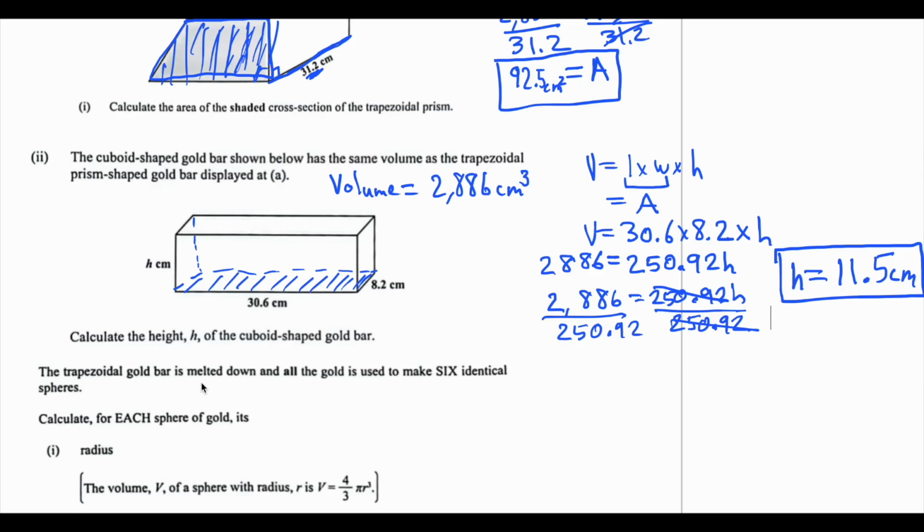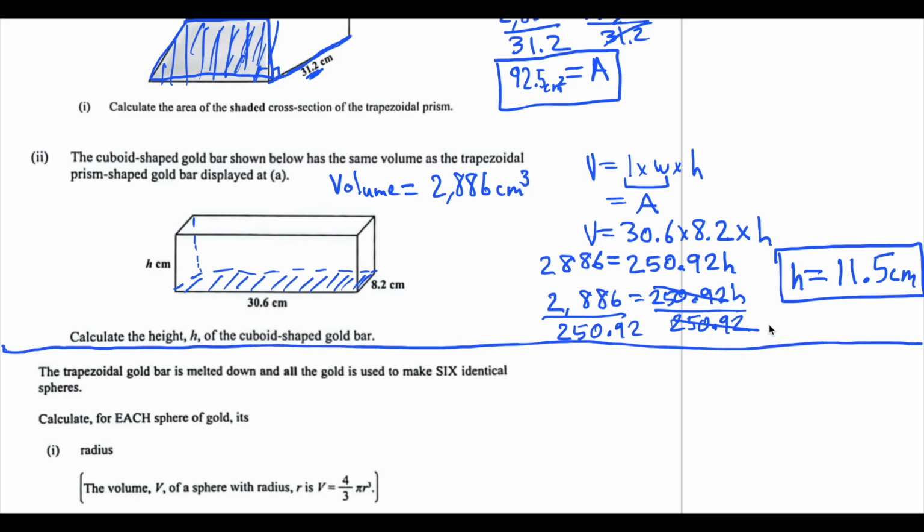So spheres is like a ball, okay? Calculate for each sphere of gold its radius. So before we get into calculating the radius, the first thing I want y'all to do is I want y'all to calculate what is the volume of one sphere. What is the volume of one sphere? Okay, let's start with that. What's the volume of one sphere?